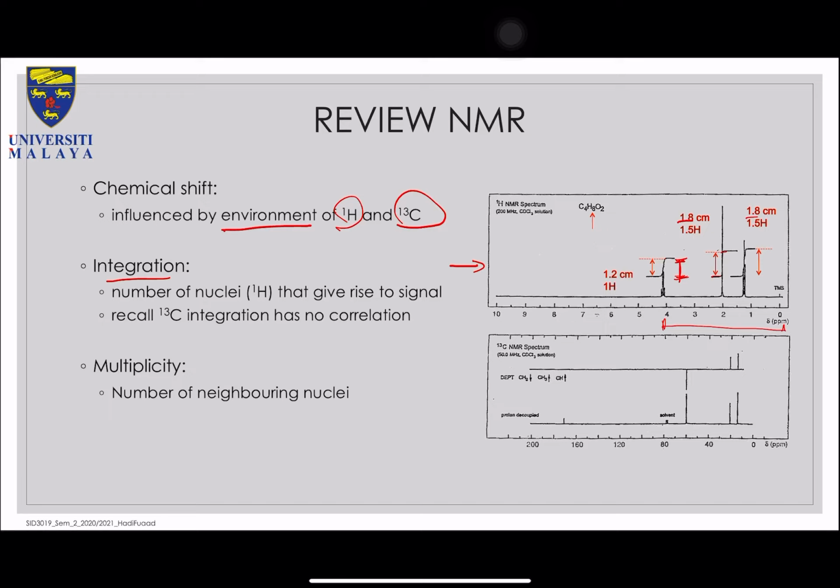In this case, it's shown here that the one at around 4 ppm has a height of about 1.2 centimeters, while the other two have a height of about 1.8 centimeters. If you consider 1.2 centimeters as one proton, then you'll get the other two as 1.5 protons. Because you cannot have half a proton, the correct value for the first one is 2 hydrogens, and then 3 hydrogens for the other two. Towards the end of the day, if you add those three, you'll get the corresponding correct number of protons, which is 8.